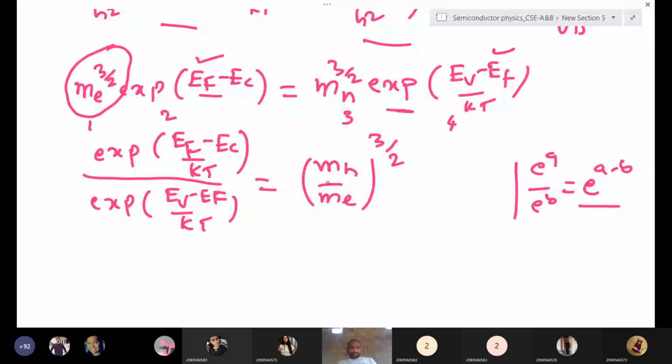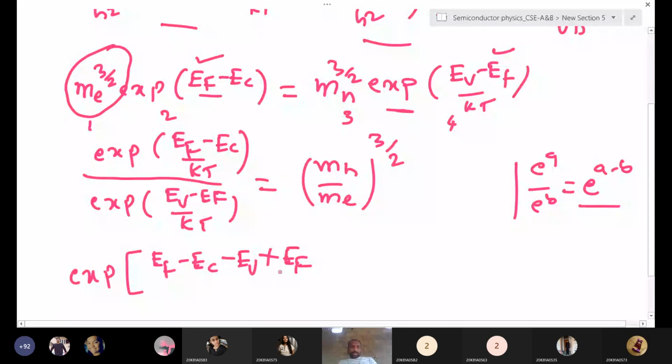Okay, so here 2EF is there. EF plus EF is 2EF, and minus, I am taking common EC plus EV by total KT. Okay, KT, and here MH by ME to the 4 of 3 by 2. From this expression, we'll apply logarithm to both sides. Then here exponential and logarithm will cancel out.